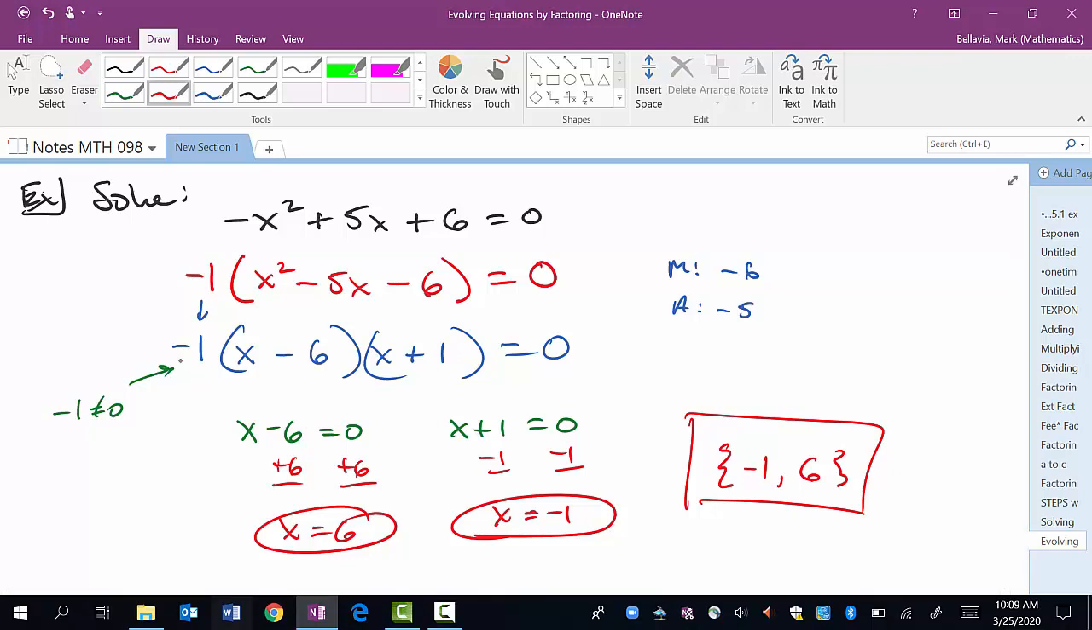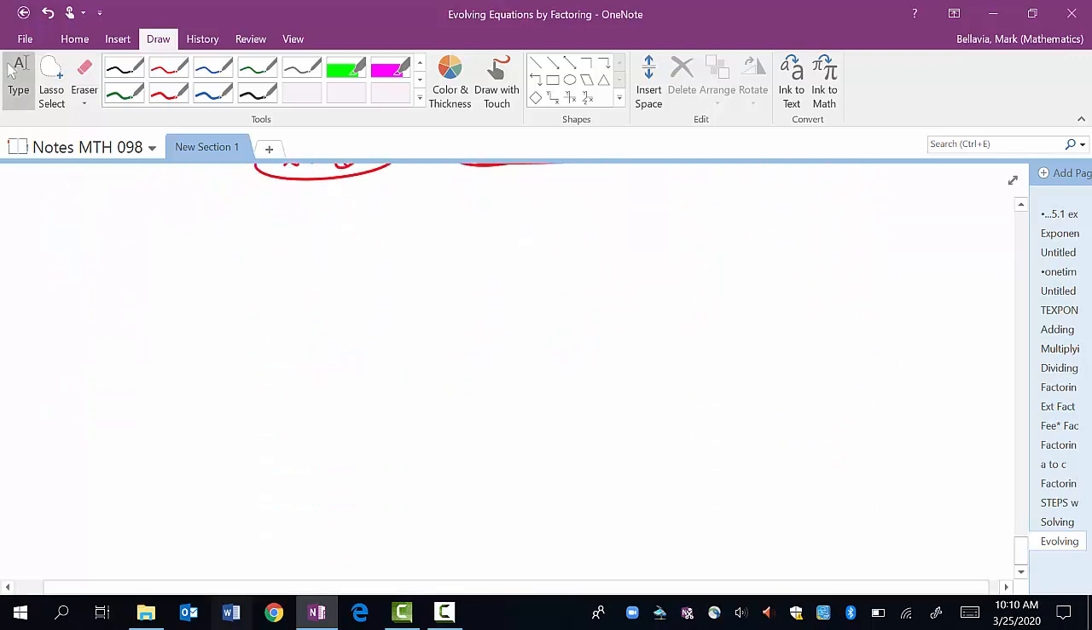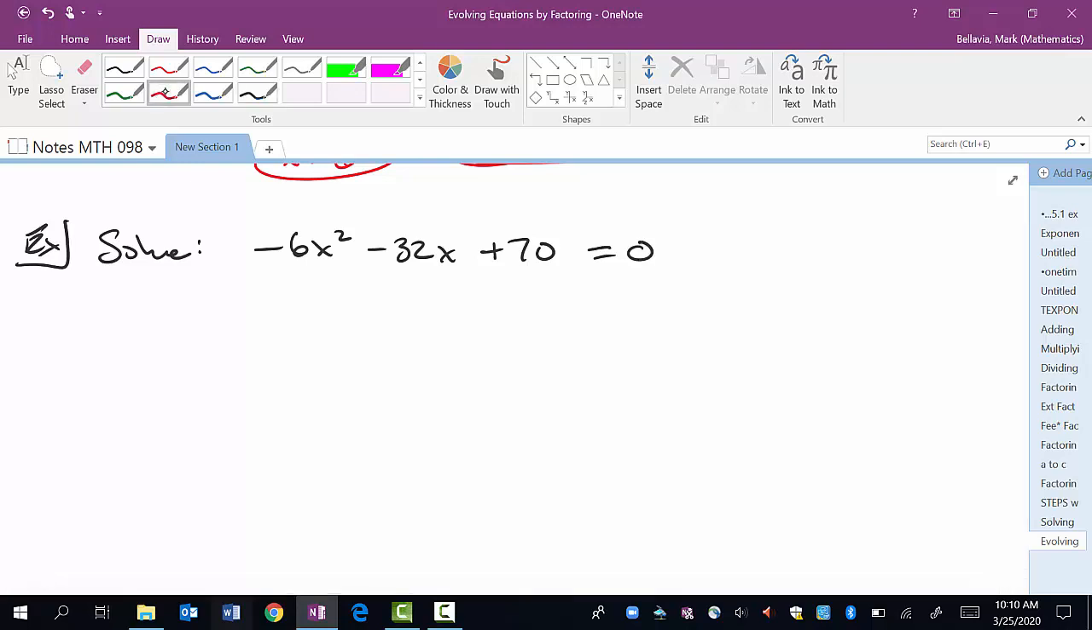And let's take a look at maybe one more, just a little more challenging, just to make sure that we got it down. So if I said to solve negative 6x squared minus 32x plus 70 equals 0. So first thing is you want to make sure that you have standard form, which we do, right? So we have one side equal to 0.